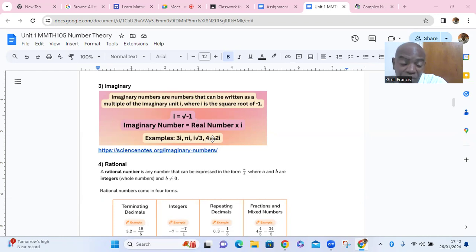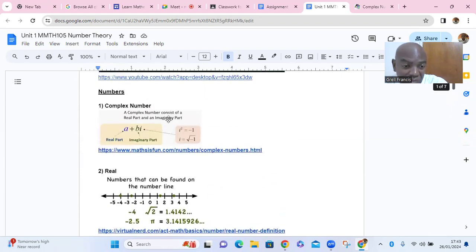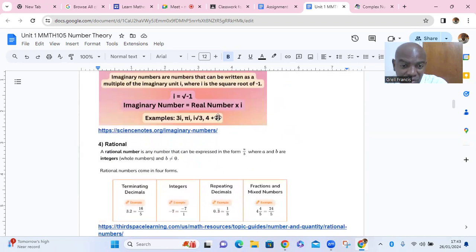Bear in mind when you look up things on the internet, on the web, it's not the gospel truth, because it's persons that write it. So everything is subject to criticism and review. According to what we are doing, 4 plus 2i will not be considered an imaginary number, because here we just talked about complex numbers, the real part and the imaginary part. So 4 plus 2i should not be in that list, according to what we are saying.